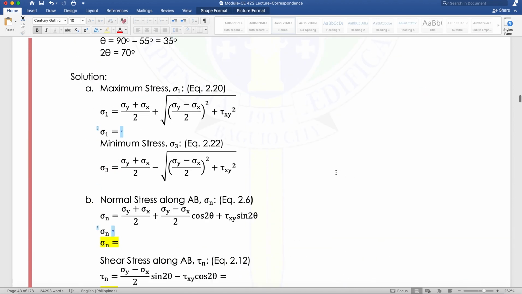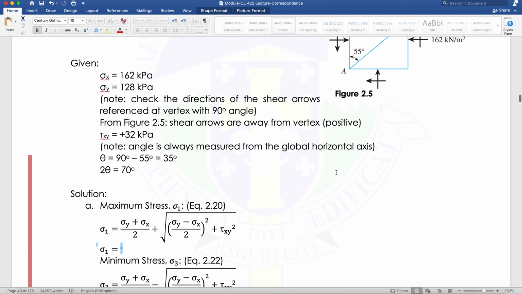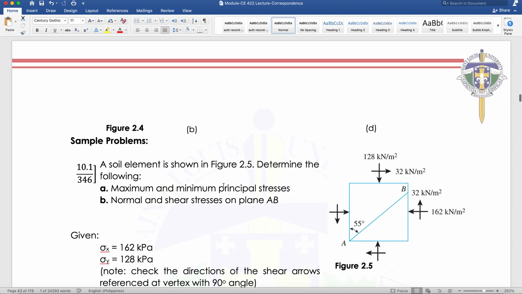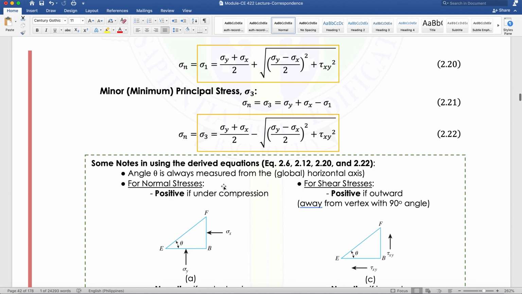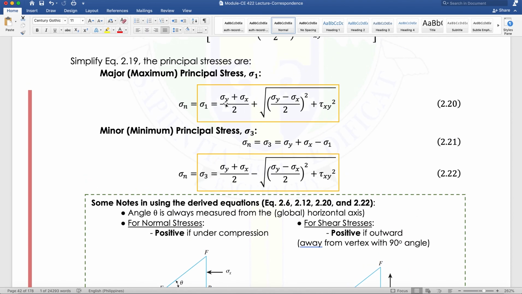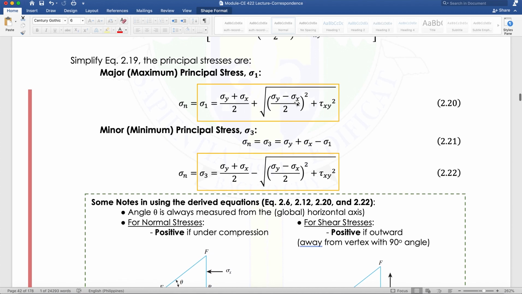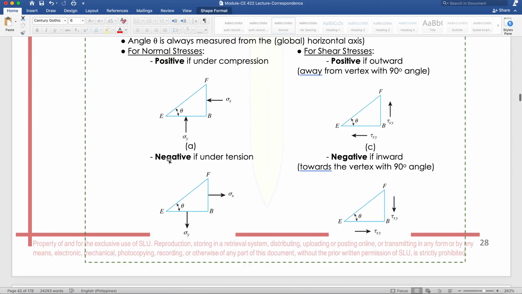That would be equivalent to 90 degrees. So this is theta. Theta here is 90 minus 55, that is 35 degrees. And 2 theta, or 2 of 35 degrees, is equivalent to 70 degrees. Now, what is our working equation for maximum stress or for sigma 1? Which we derived. It is sigma y plus sigma x over 2 plus the square root of sigma y minus sigma x over 2 quantity squared plus tau xy squared.